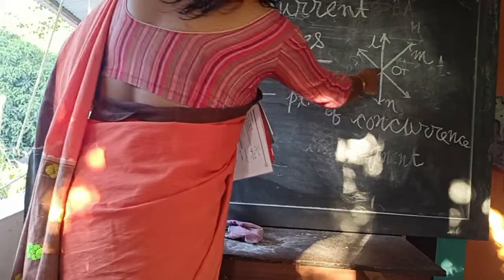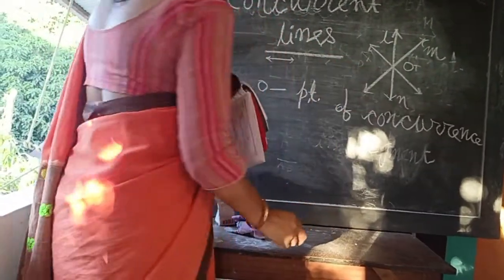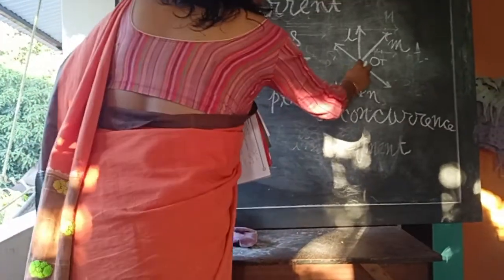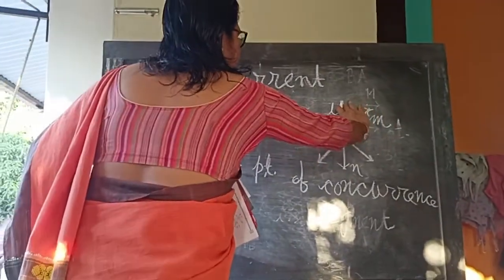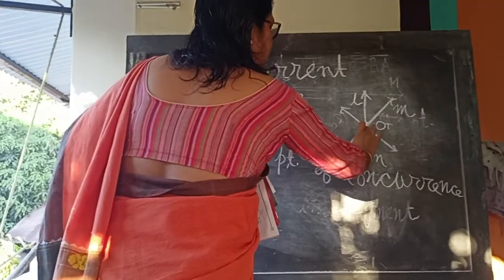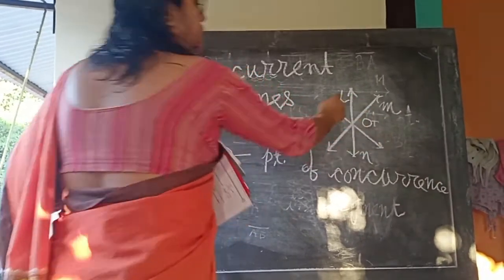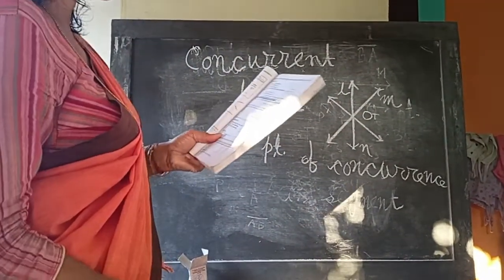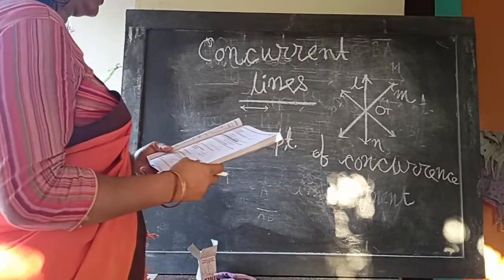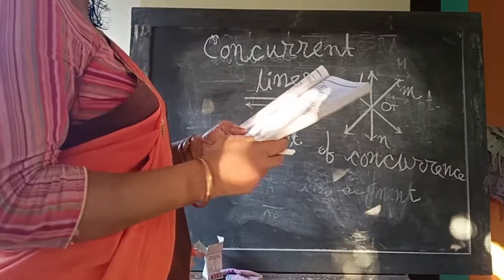Now, see here we get more rays. Suppose this part is a ray, this part is a ray, this part is a ray, this part is a ray, this part is a ray. How many rays here we find? 6 rays.